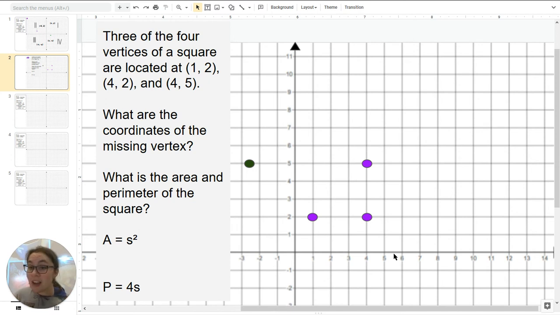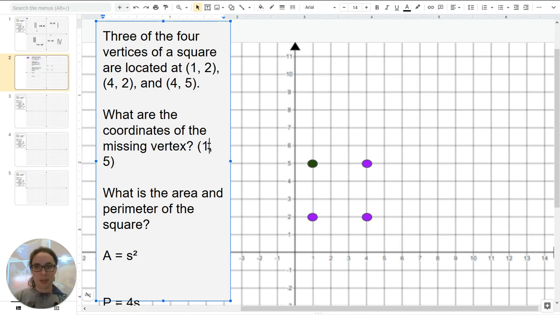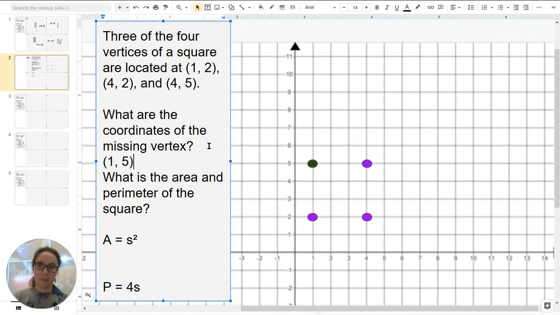So if we know that, we can find our 4th point. We know that each corner is 90 degrees, so we're going to go either straight up from this point or straight to the left from this point. I'm going to go straight up from our 1, 2 point: starting at 1, 2, 1, 3, 1, 4, 1, 5. So our 4th point is 1, 5. All right, so that's our first question answered.